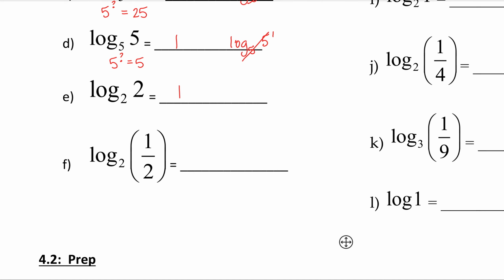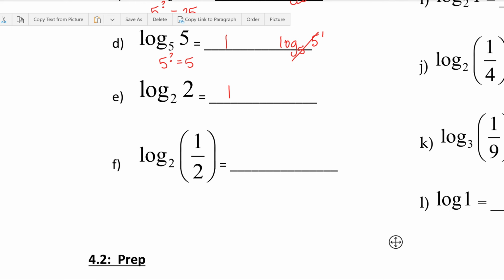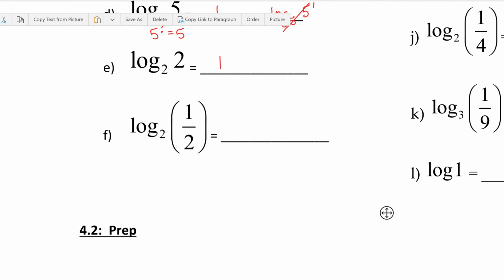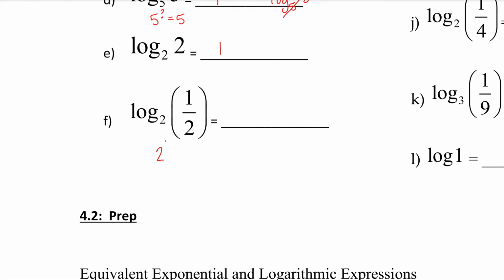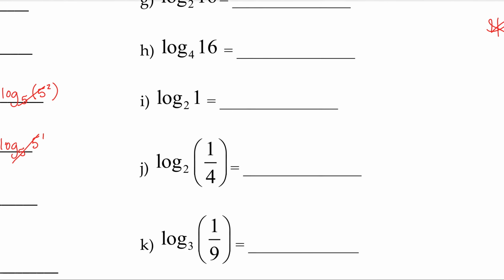All right, now this is where it gets a little more complicated. We have 2 raised to what power is equal to 1/2? Well, what makes a number become a fraction? Of course, a negative exponent. So we have a negative 1 because that 2 did not change.